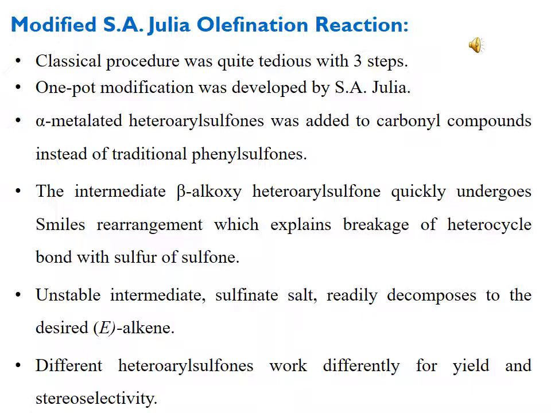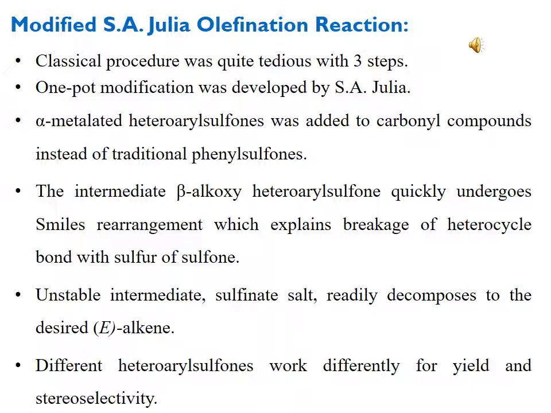This intermediate, beta-alkoxy heteroaryl sulfone, quickly goes to Smiles rearrangement, with the breakage of the heterocyclic bond with the sulfur of the sulfone. That is, in this rearrangement the bond present between the heterocyclic carbon and the sulfur of the sulfone is broken, and we get an intermediate called a sulfinate salt. That is an unstable intermediate which decomposes to form the alkene. All this is happening in one pot.